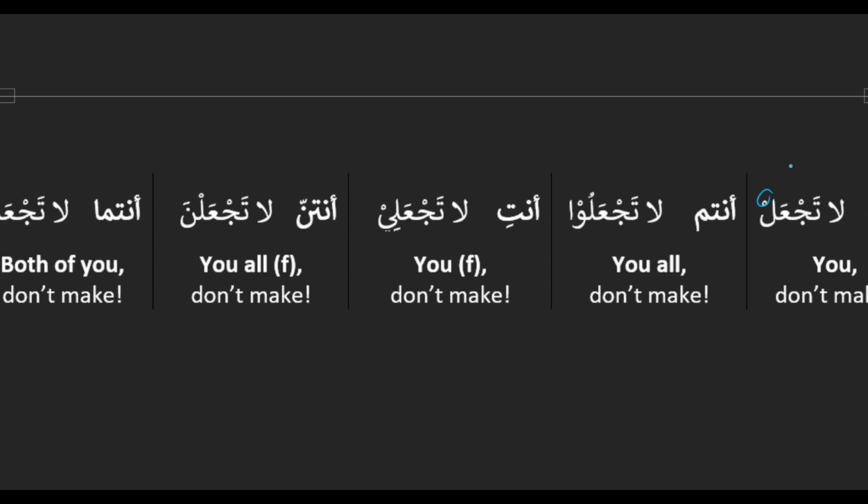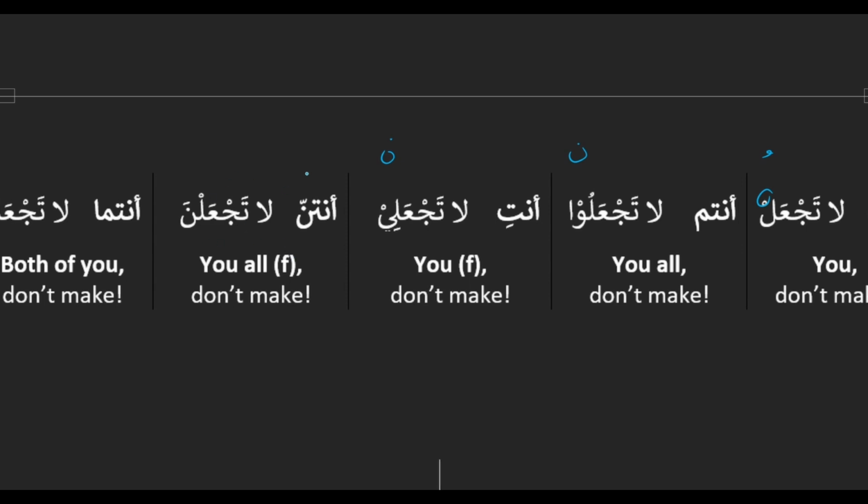Right, the sukun is telling us it's bald. It's telling us bald used to be a u, right? Antum la tajalu. We have a la followed by a bald action. The u tells us it used to have a noon there. Yep. And then anti la tajali. We have a la followed by a bald action. The ya tells us that a noon used to be there.